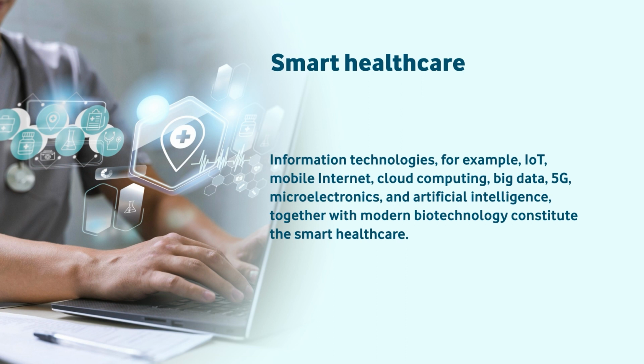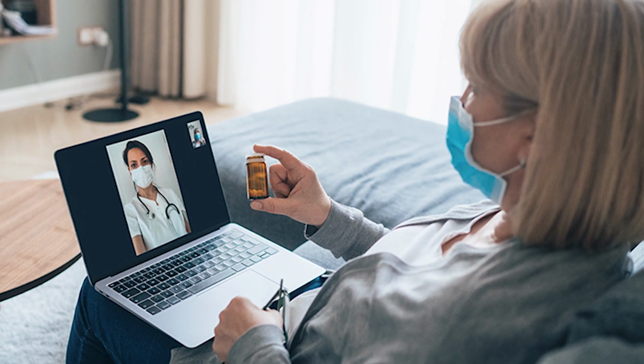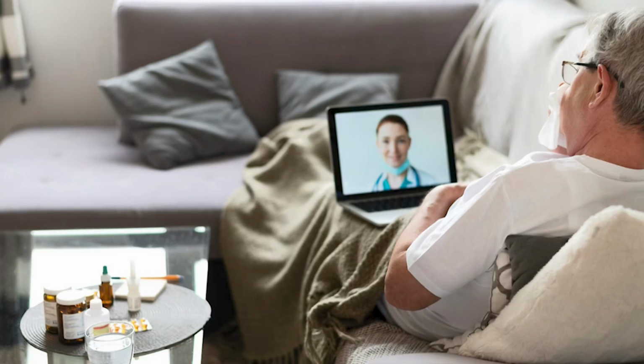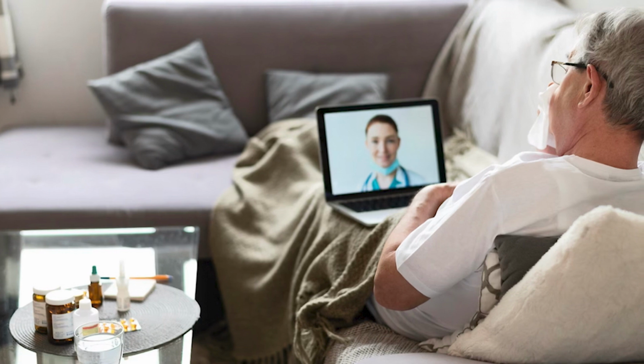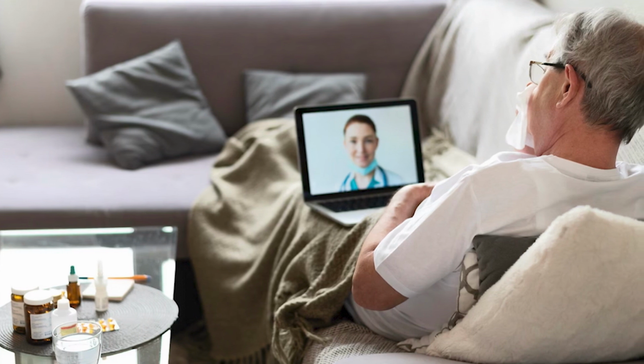Information technologies, for example, IoT, mobile, internet, cloud computing, big data, 5G, microelectronics and artificial intelligence together with modern technology constitute the smart healthcare. Here you can see the technology is used with the modern biotechnology to provide quality, cost-effective, need-based, personalized care to the patient. That is the biggest advantage. Patient can avail health services sitting at home. I think during COVID, many people have experienced that.